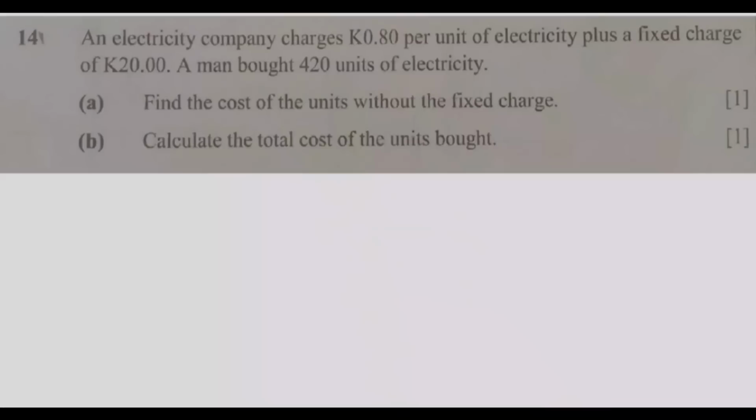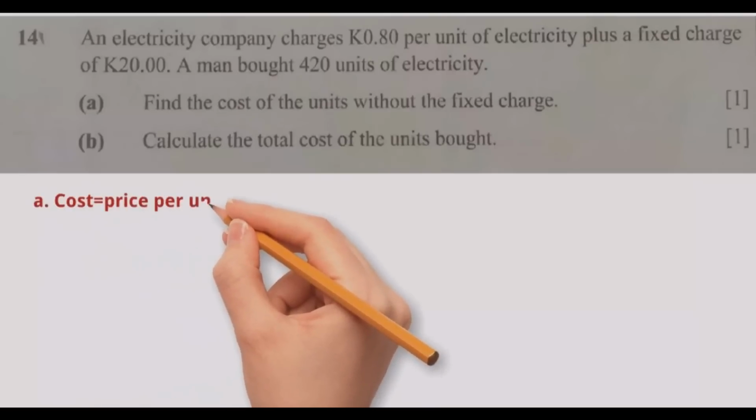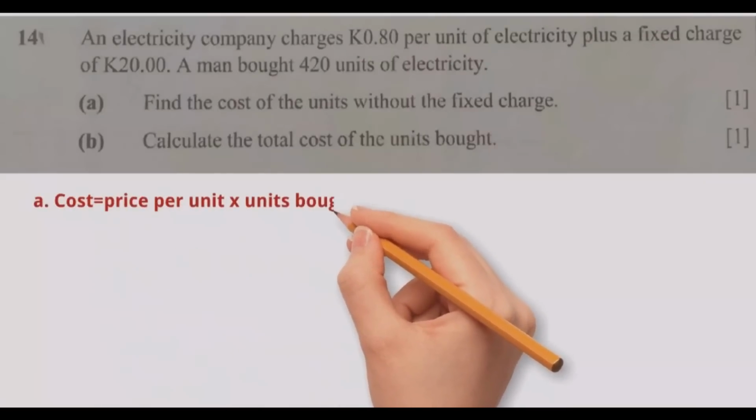Question number 14: an electricity company charges 0.8 kwacha per unit of electricity plus a fixed charge of 20 kwacha. A man bought 420 units of electricity. A, find the cost of the units without the fixed charge. To find this, we're going to come up with a formula, which is cost is equal to price per unit times units bought.